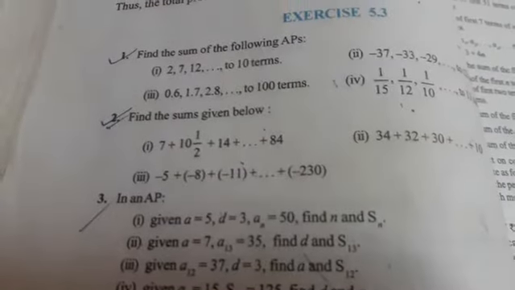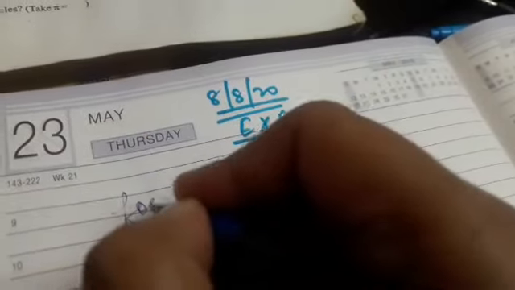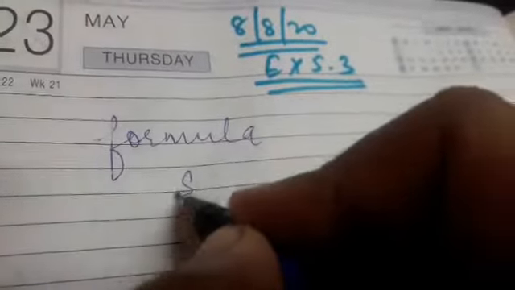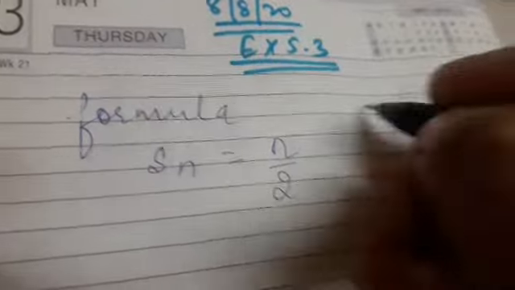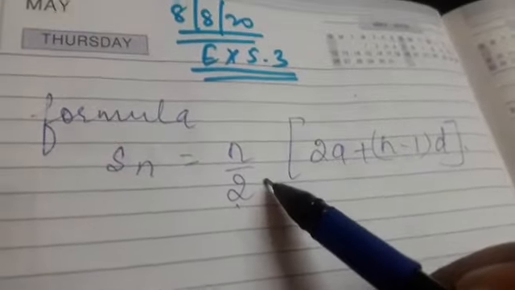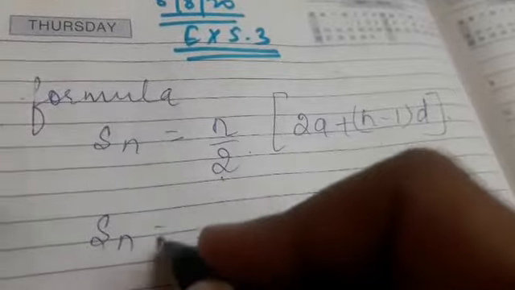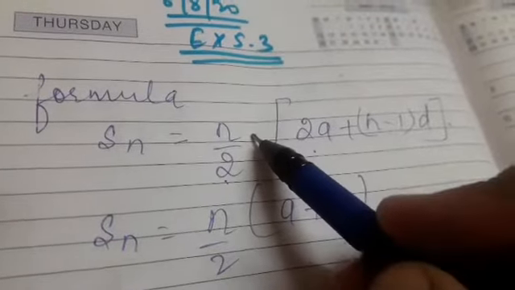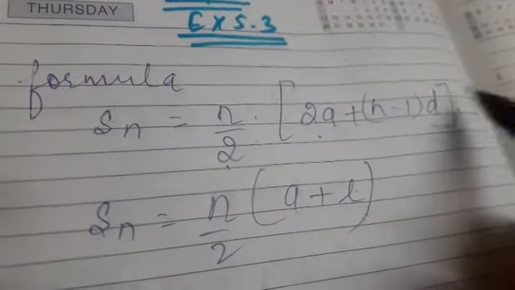But before that I'm going to write the formula. The formula which we are using in this exercise, we have the sum of the first n terms of an AP. So we have the formula Sn is equal to n by 2, 2a plus n minus 1 d. This is one formula, depending on what is given in the question. And there is one more, n by 2 into a plus l. Now you all know the meaning of a. n is the number of terms, l is the last term, and d is the common difference.